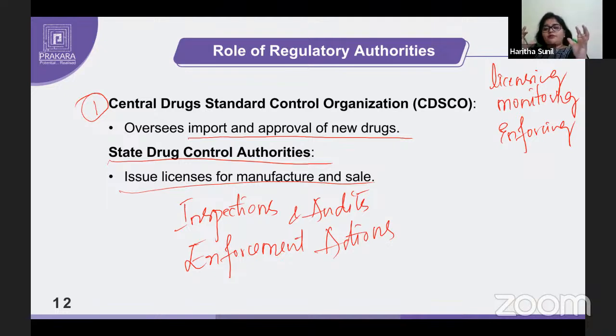So the collaboration between the central unit, that is CDSCO, and the state drug control authorities ensures a robust regulatory framework which ensures public health as well as safety.